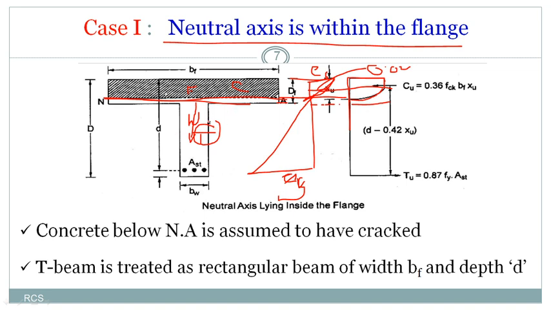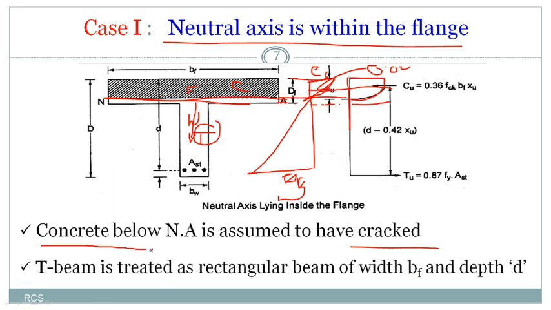The concrete in this tension zone is assumed to be cracked concrete. That means we are assuming that there is no use of concrete there, though we are providing concrete. That's why this T beam now acts as a rectangular beam. In the same way we calculated the moment of resistance for a rectangular beam, we have to calculate the moment of resistance for this T beam.